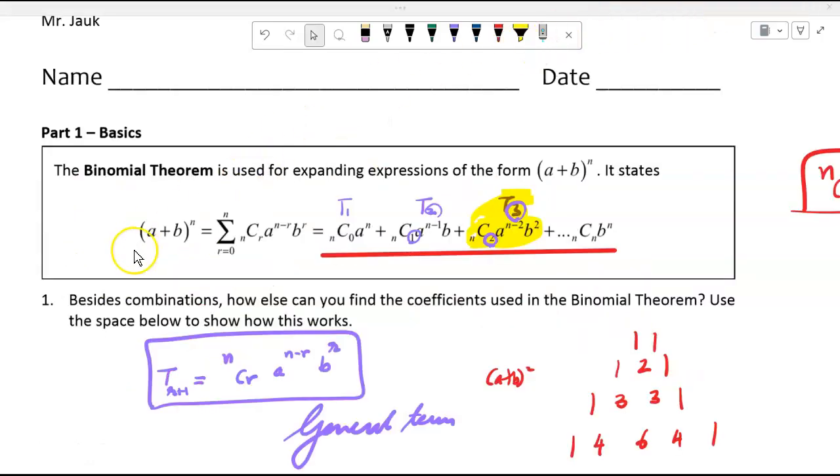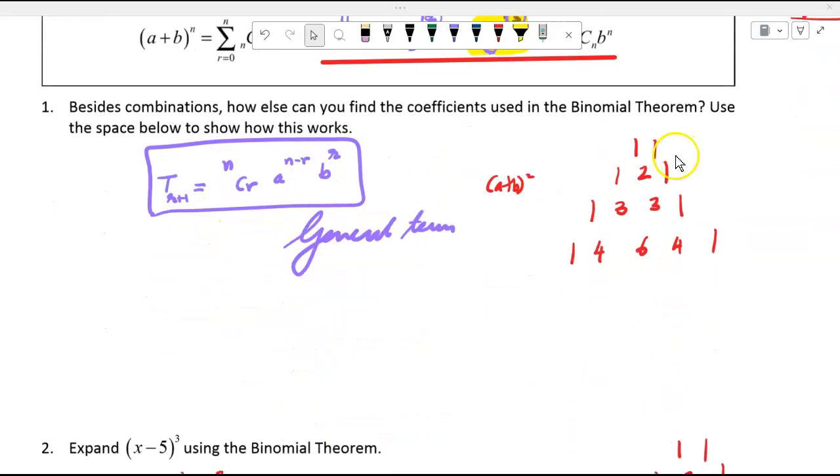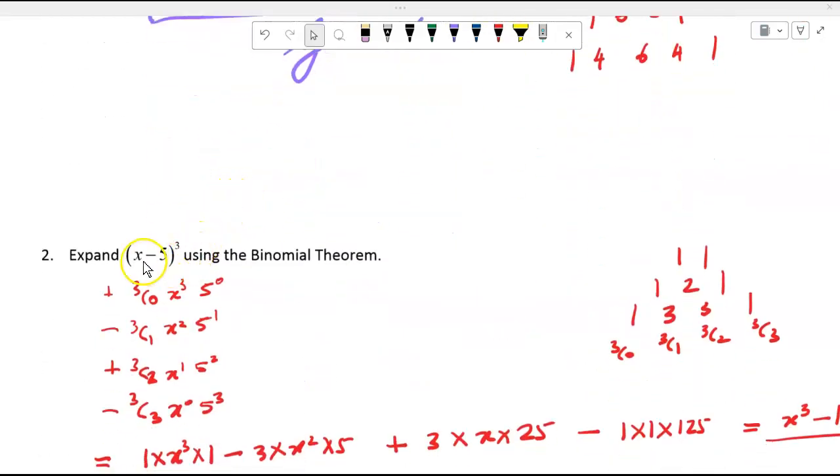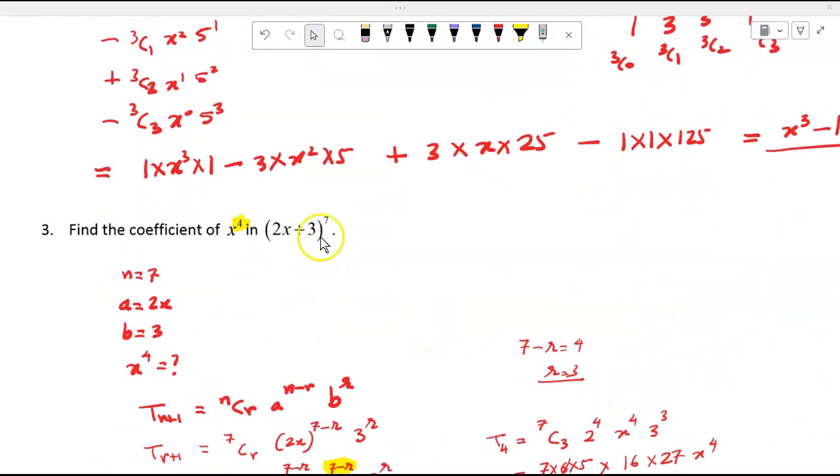How many terms are there in the expansion of a plus b raised to n? Suppose you had a plus b the whole squared, how many terms are there in the expansion? 3. If you have a plus b raised to 3, how many terms? 4. So if you have a plus b raised to n, there are n plus 1 terms. So if you have x minus 5 raised to 3, there will be 4 terms. If raised to 7, how many terms? 8.